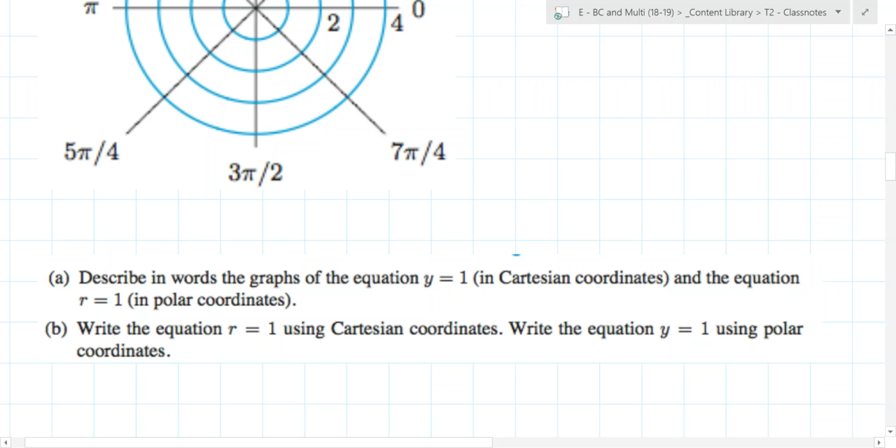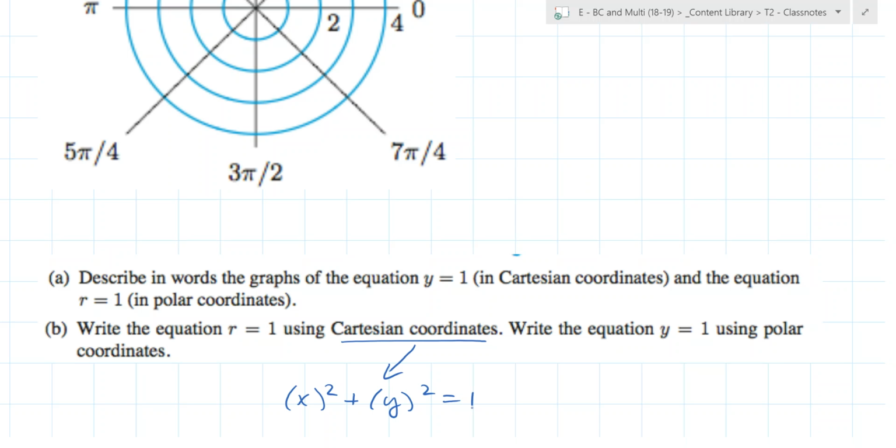What is y equals 1 in Cartesian? A horizontal line at y equals 1, right? Okay, so those are relatively straightforward to describe in each of their coordinate systems. Now write r equals 1 in Cartesian coordinates. We know it's a circle of radius 1 centered at the origin. What is that in Cartesian coordinates? x squared plus y squared equals 1. It's relatively straightforward, but is it more complicated than just writing r equals 1?